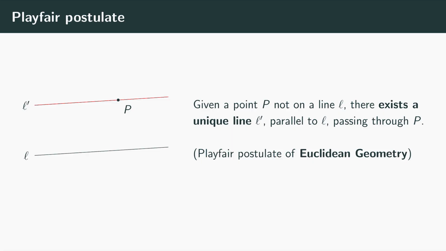I'm pointing out this uniqueness because it turns out in hyperbolic geometry, the change to the postulate is that you're going to have infinitely many lines parallel to L passing through P. So that's kind of weird, hard to think about. We'll think about it next week. So for now, we're taking the parallel postulate from Playfair, saying that given a point not on the line, there is a unique L prime passing through P that's parallel to L.